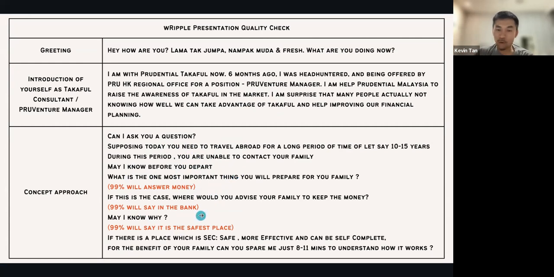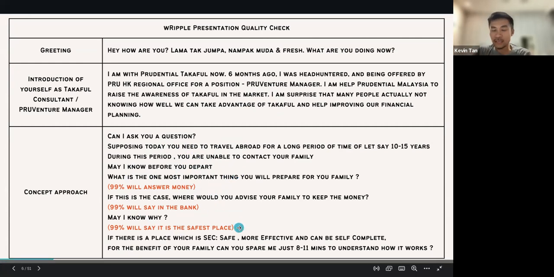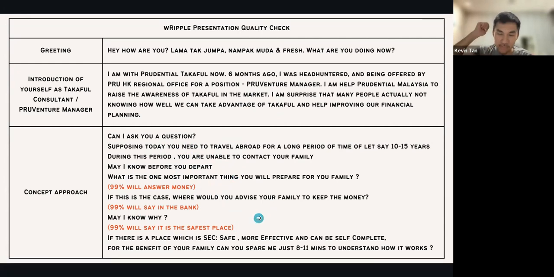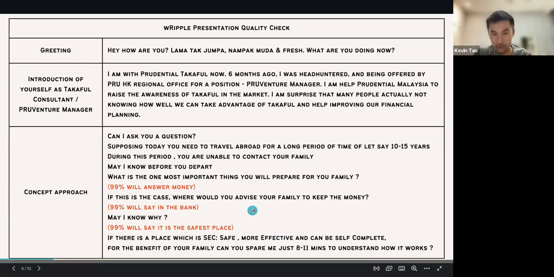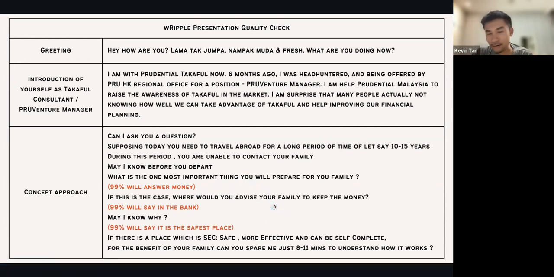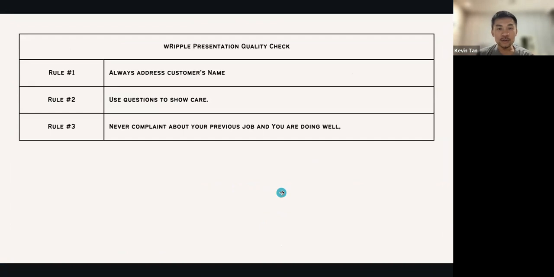They say bank. Why bank? Because bank is safe. If I have another account that works like a bank, but is even more secure, more effective, and one more thing, it can self-complete. What is that self-complete? If it's okay, can I have 10 minutes to share with you how this account works? Okay lah, you tell lah. So that is the logic that opens them and makes them curious. So these are the 3 rules we shared last week.